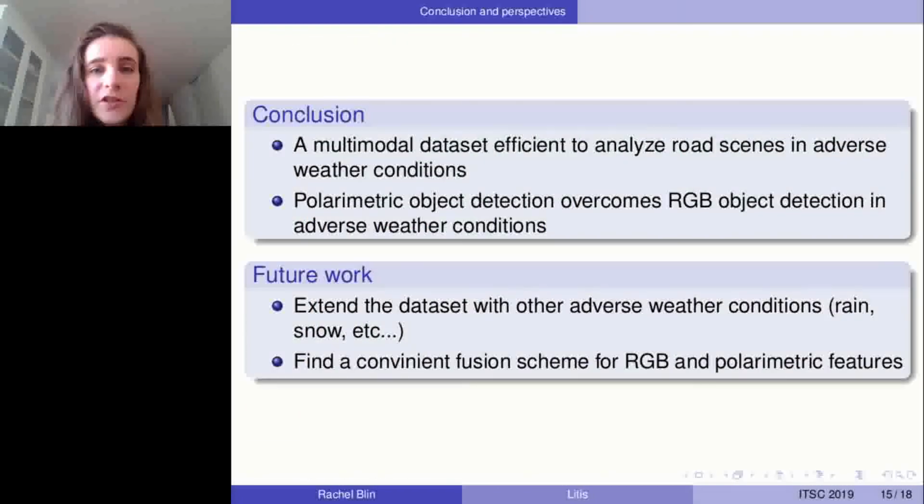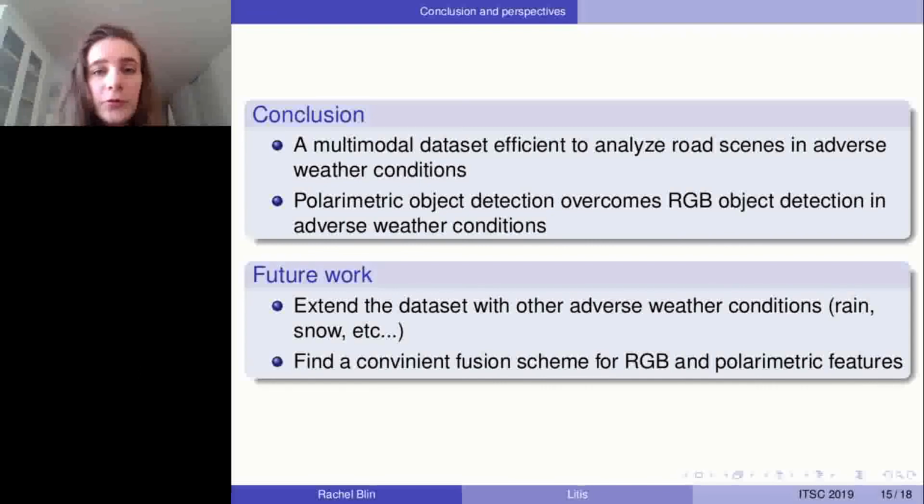To conclude this presentation, I introduced in this work the polarities dataset, which is a multimodal RGB and polarimetric dataset of road scenes, including adverse weather conditions. This dataset demonstrated that polarimetric object detection overcomes RGB object detection in adverse weather conditions.